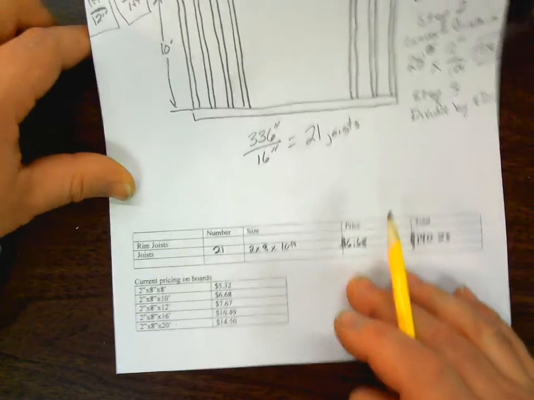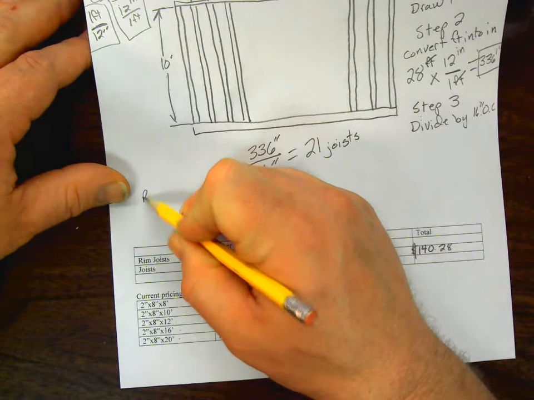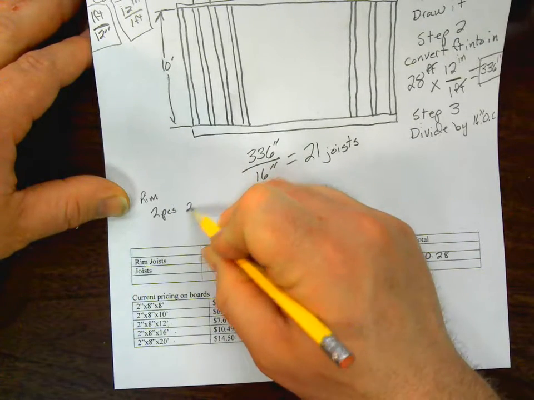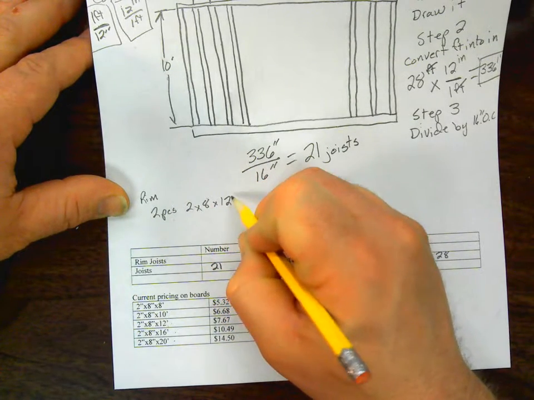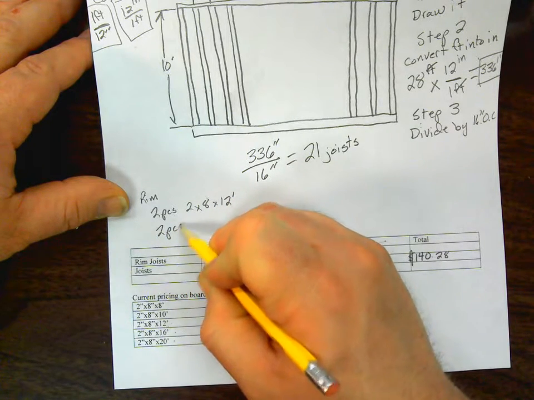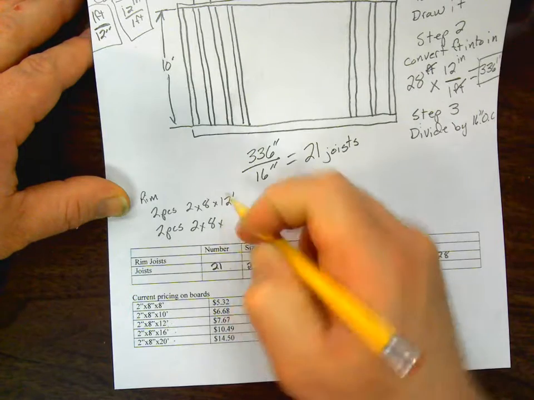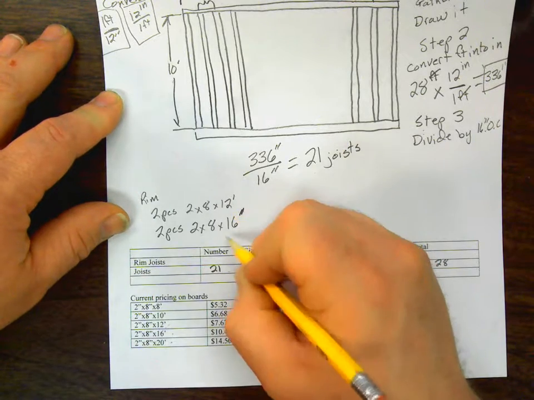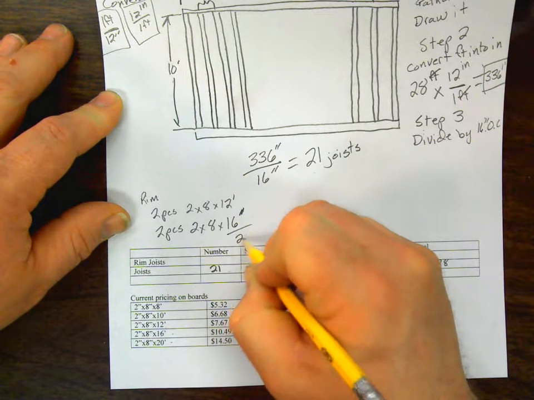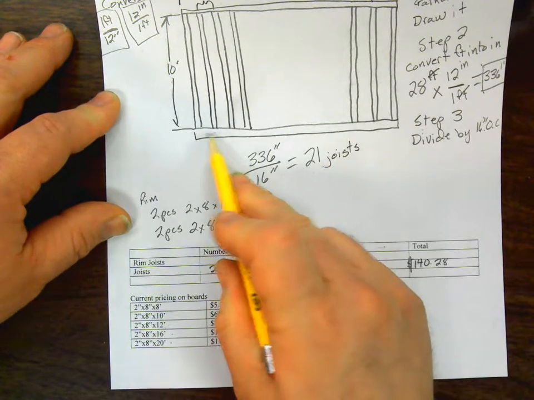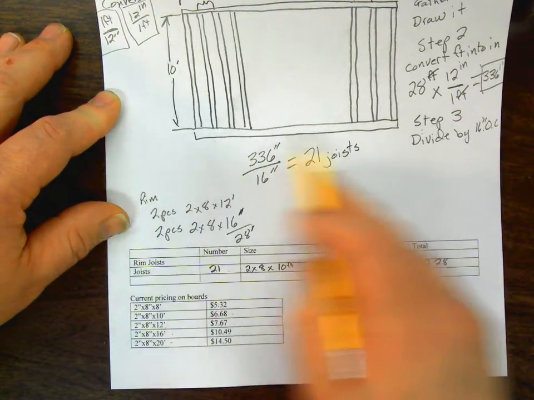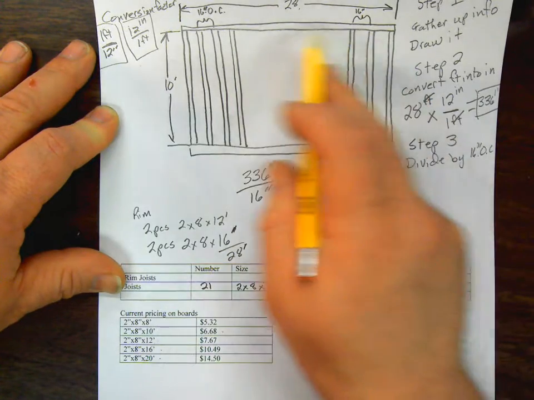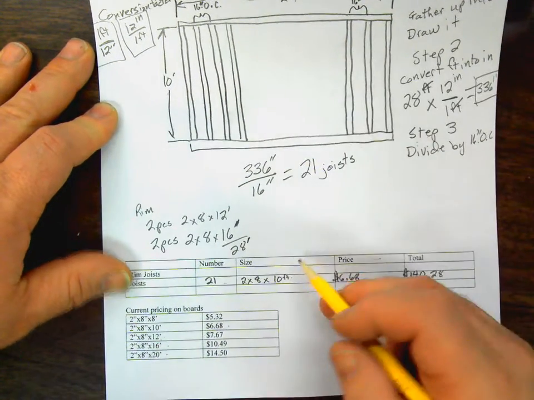So 2 times $7.67 is $15.34, and 2 times $10.49 is $20.98. Now, to come up with the total, all I have to do is add up all of these numbers: $15.34 plus $140.28 plus $20.98. So the total for the materials to frame out this floor is going to be $176.60, and that's my answer. And this was how I got it.